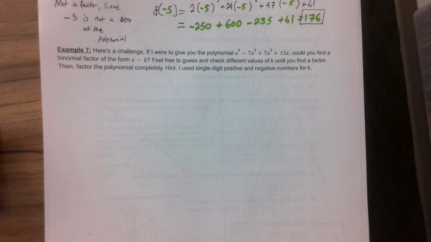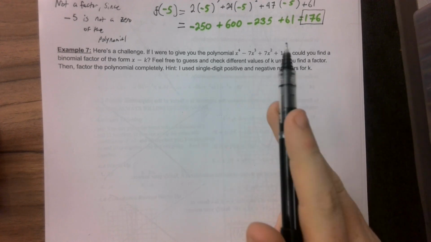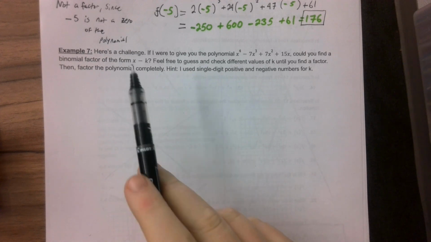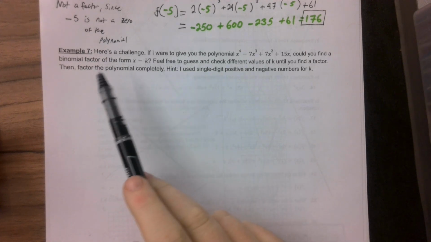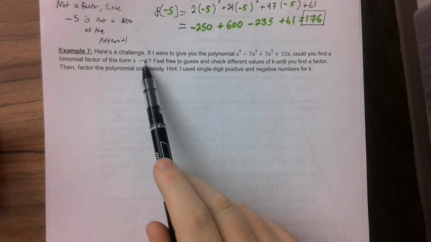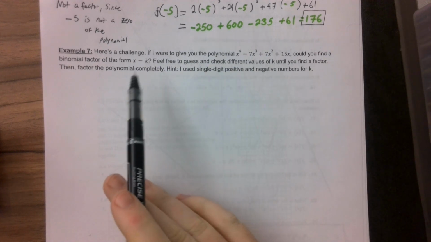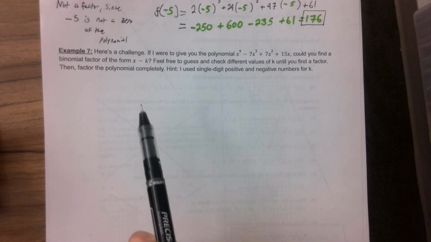Here's a little bit of a challenge. I'm giving you a polynomial now. X to the 4th minus 7x cubed plus 7x squared plus 15x. Could you find a binomial factor, x minus something? Feel free to guess and check different values of k until you find a factor. Then try to factor the polynomial after you find that factor.